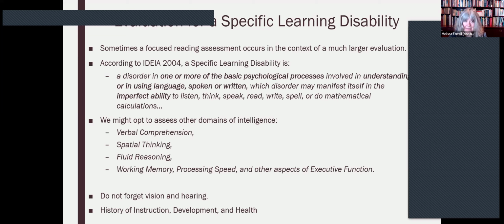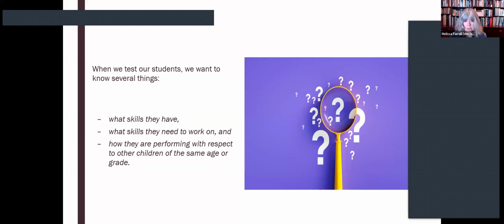So we're going to look at vision and hearing, and I don't want to spend time on it, but we're going to look at our child's background history of instruction and health issues. Health speaks to availability to learn. So when we're doing an LD evaluation, that's going to bring us into the realm of different kinds of tests. And that's what I want to talk about in this next little bit.